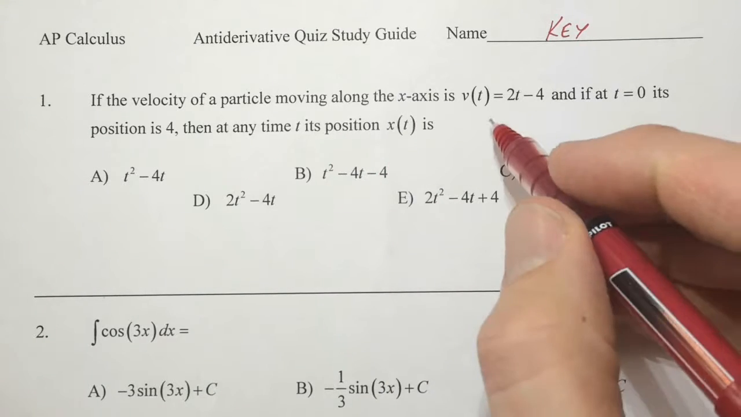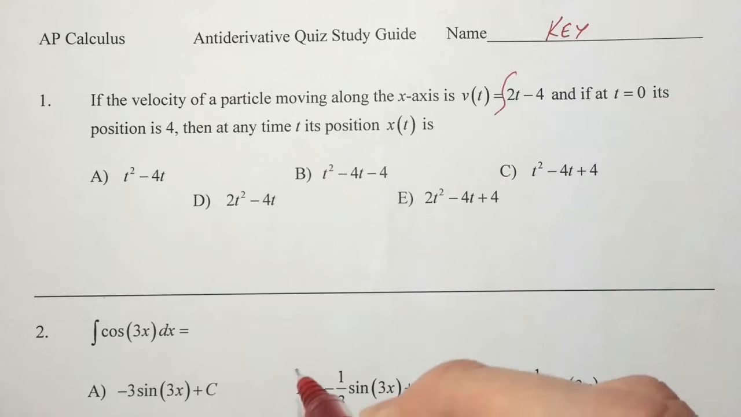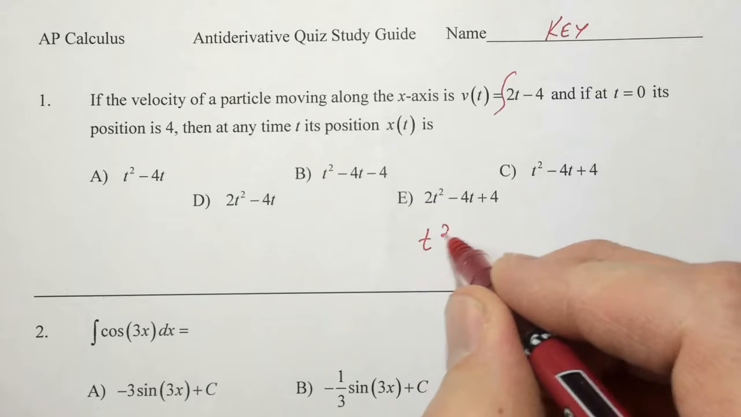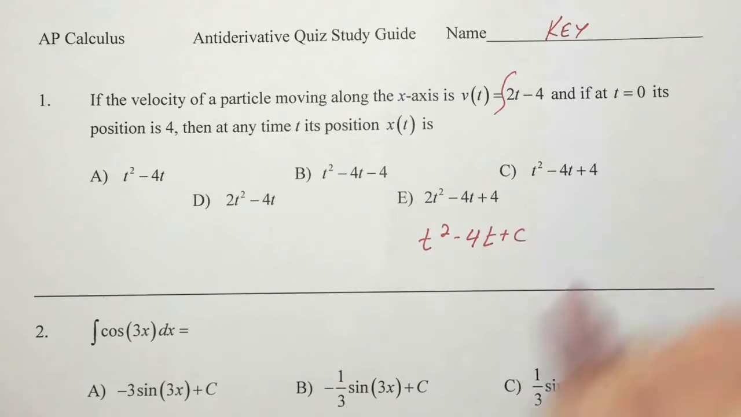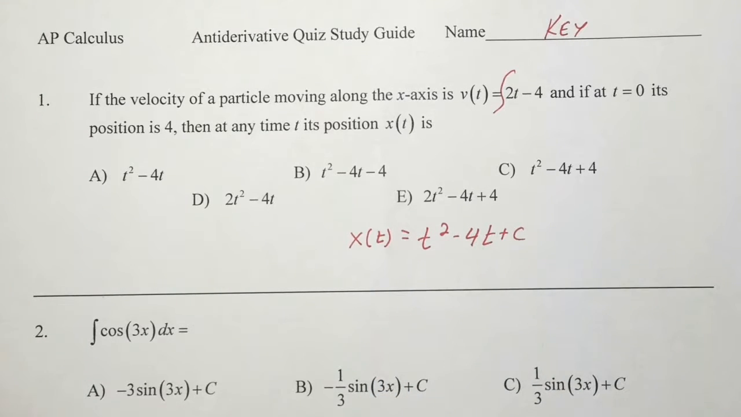Alright, so we want to take our antiderivative and then figure out what c is. So the antiderivative of 2t minus 4 will be t squared minus 4t plus c. So that is our x of t. That's our position function because position is the antiderivative of velocity.